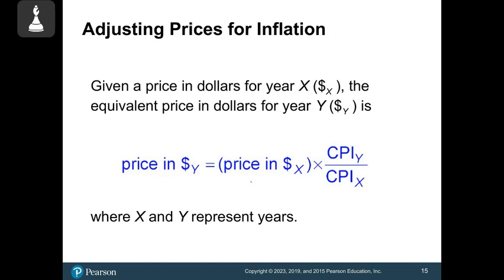We took the price, which was $40,000. We times by the CPI in the year 2020, divided by the 2014 CPI. And this value was from 2014, and it gave us the price for 2020.